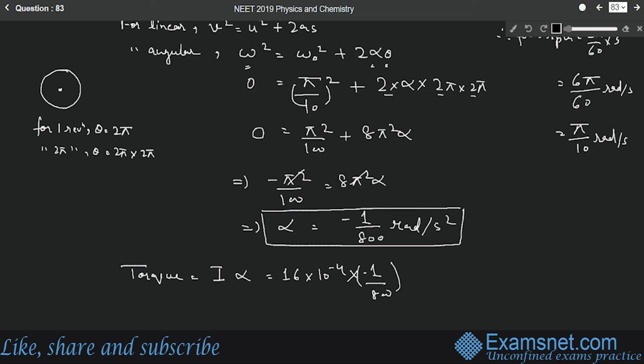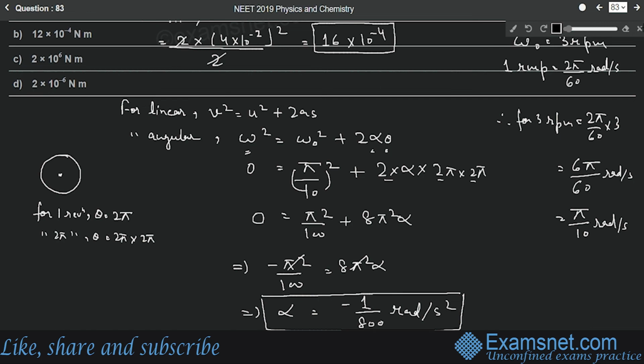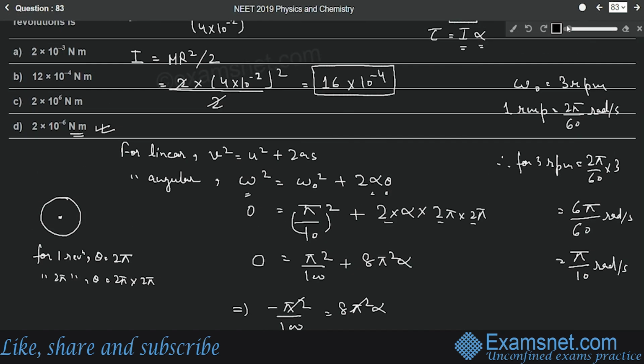So let's solve it. Here we get 8 into 100 is 800. 8 into 2 is 16. So 2 into 10 to the power minus 6. That means option D will be the correct answer. Unit will be Newton meter. Got it?